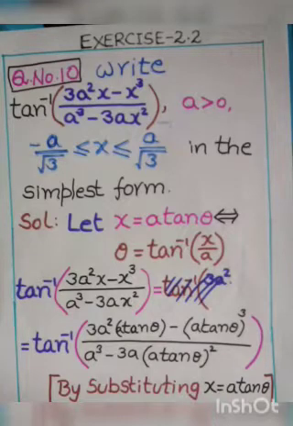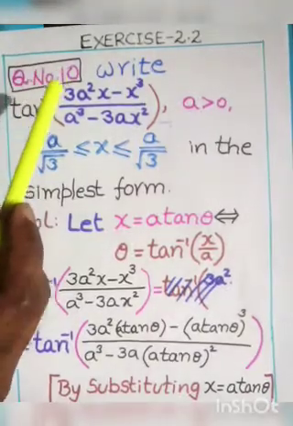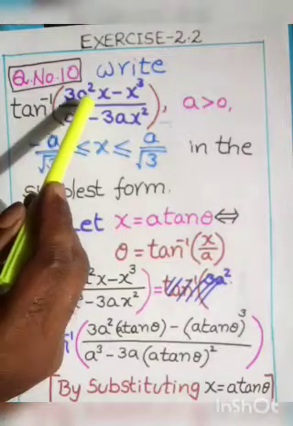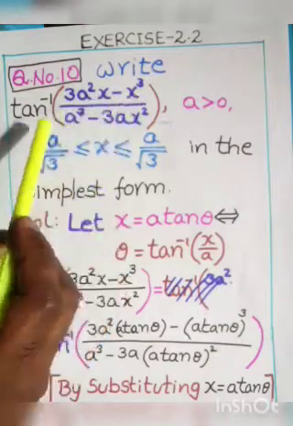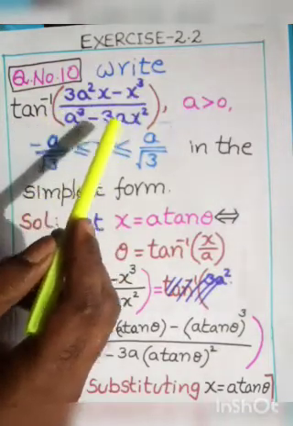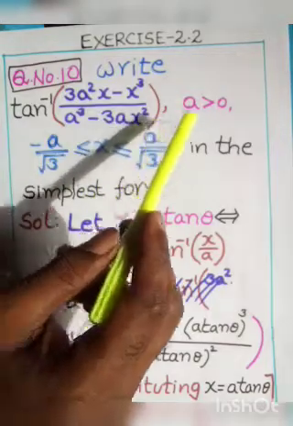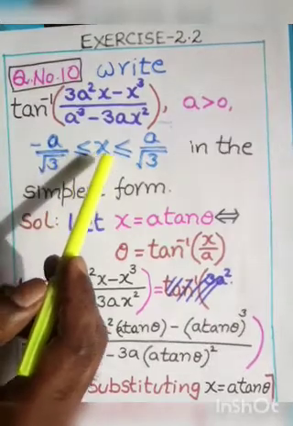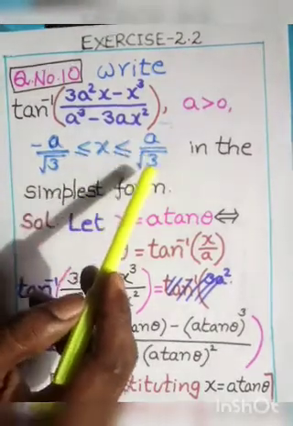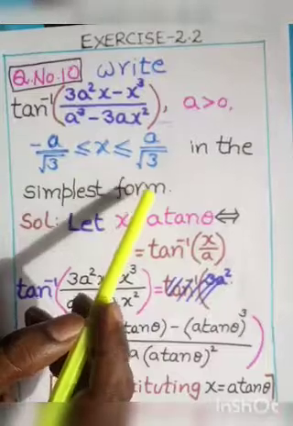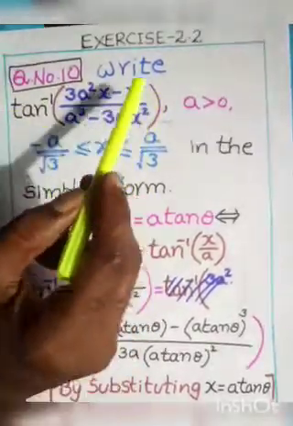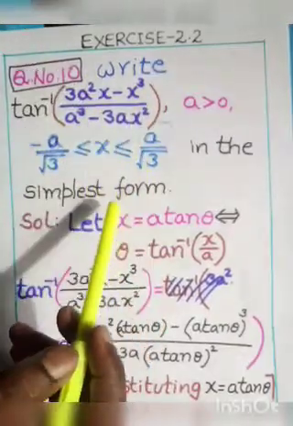Now, in exercise 2.2, let us take question number 10. Write tan inverse of (3a square x minus x cube) by (a cube minus 3a x square), where a is greater than 0 and minus a by root 3 is less than or equal to x, which is less than or equal to a by root 3, in the simplest form. Here, this is the given inverse trigonometric function. We have to write it in the simplest form.